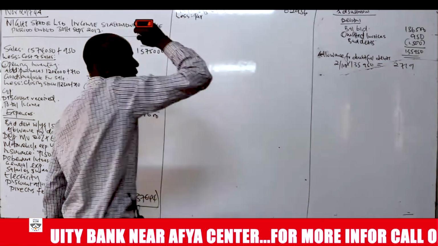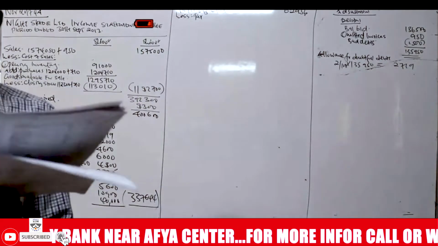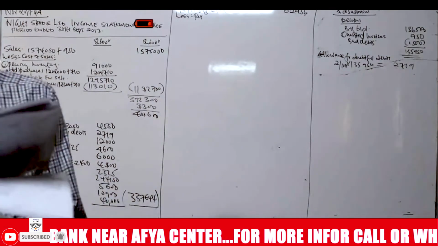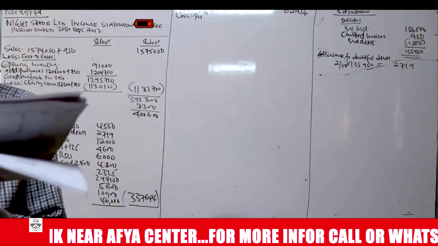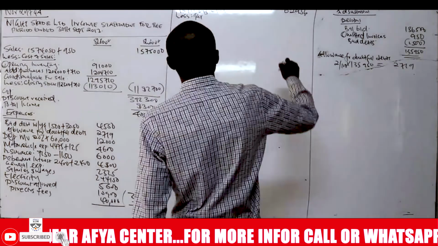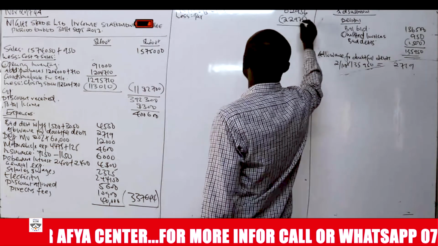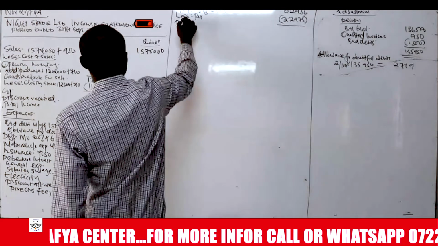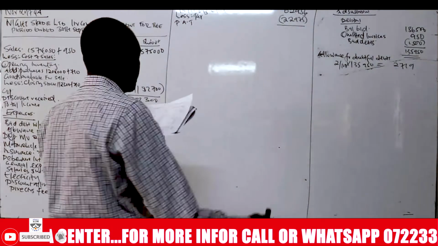We said for tax, if you've not been given the value for tax, you take 30%, isn't it? So in this question, you've been given the value for tax, which is how much? 22,970. So you less 22,975. So you get your profit after tax. What is the value for that?